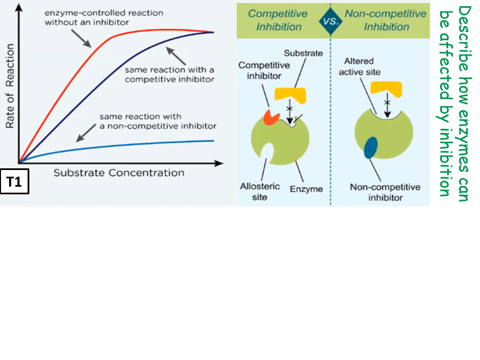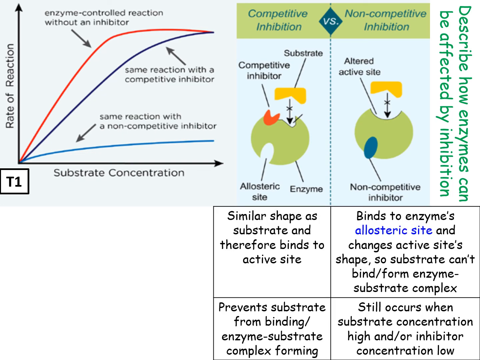Describe how enzyme can be affected by inhibition. There are two types of inhibitors you've got to know: competitive inhibition and non-competitive inhibition. And the difference between them is that in competitive inhibition, the molecule has got a similar shape to the substrate, and therefore it could also bind to the enzyme's active site. And due to this, that means it could prevent the substrate from binding, which means that there's going to be less enzyme substrate complex forming, thus decreasing the enzyme activity and the rate of reaction.